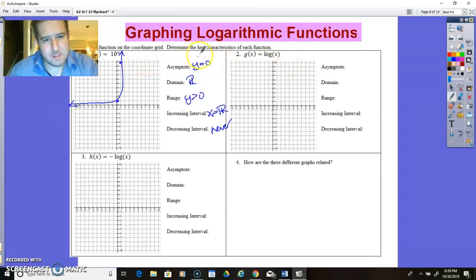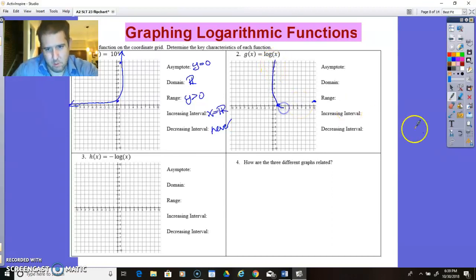Now, these two are inverses, as we had talked about before. This is 10 to the power of x. This is log base 10 of x. That makes these two inverses of each other. So if you want to plot this one over here, all you have to do is switch the points. 0, 1 becomes 1, 0. 1, 10 becomes 10, 1, and so forth.